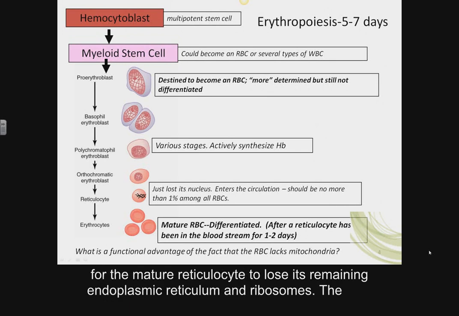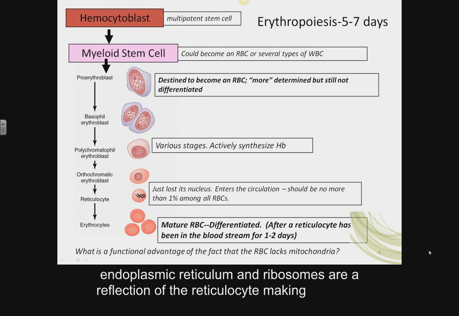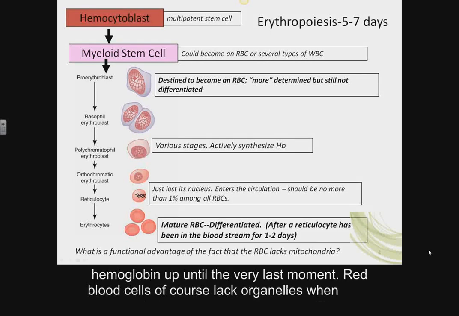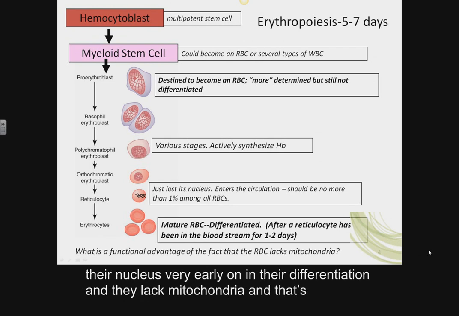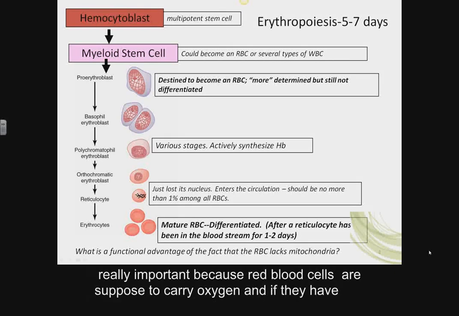It takes about 1 to 2 days for the mature reticulocyte to lose its remaining endoplasmic reticulum and ribosomes. The endoplasmic reticulum and ribosomes are a reflection of the reticulocyte making hemoglobin up until the very last moment of release. Red blood cells, of course, lack organelles when they are fully mature. They lose their endoplasmic reticulum. They certainly lose their nucleus very early on in their differentiation, and they lack mitochondria.